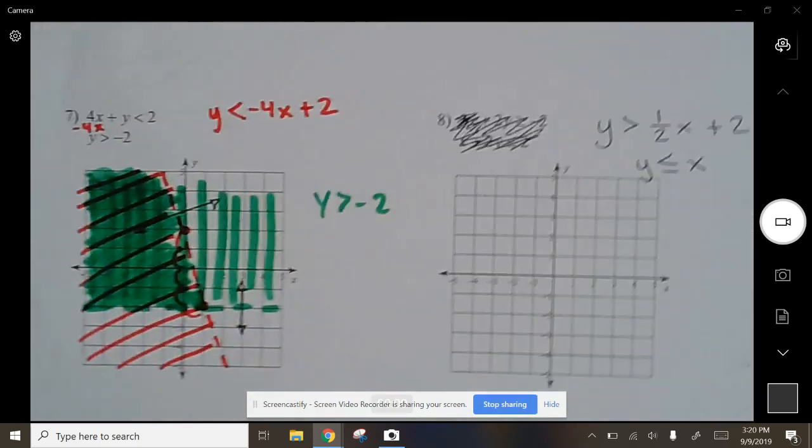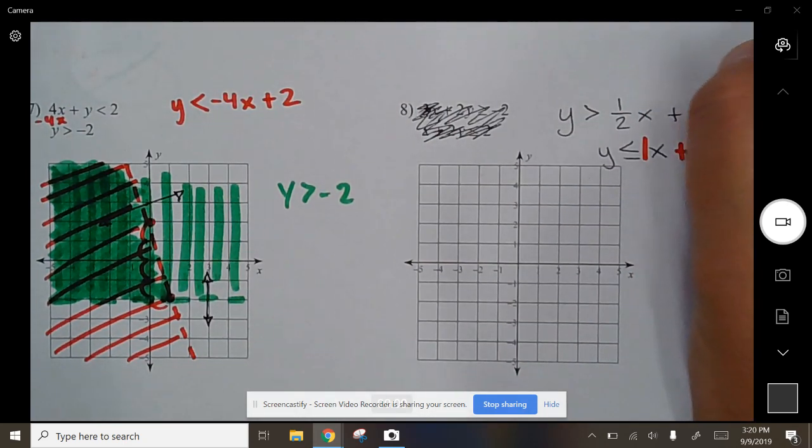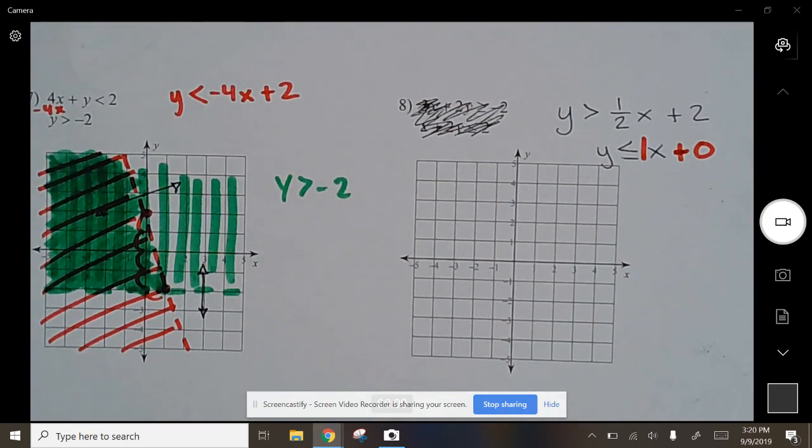Please do the best you can, and come back with any questions. This number 8, you should remember that's 1x plus 0. Don't get confused there. All right, and I'll come back and we can double check this tomorrow.